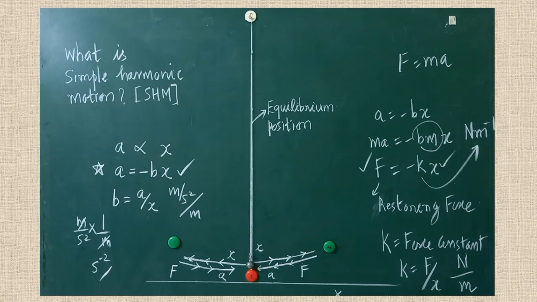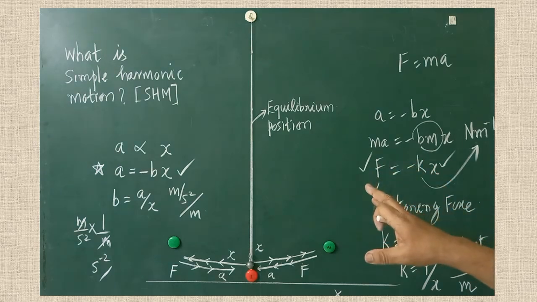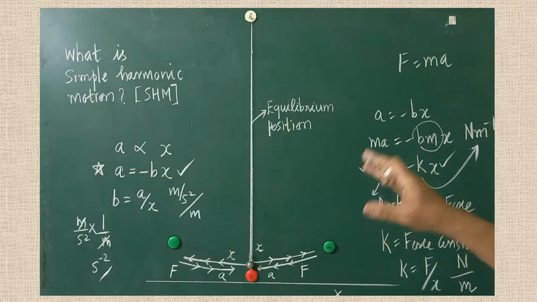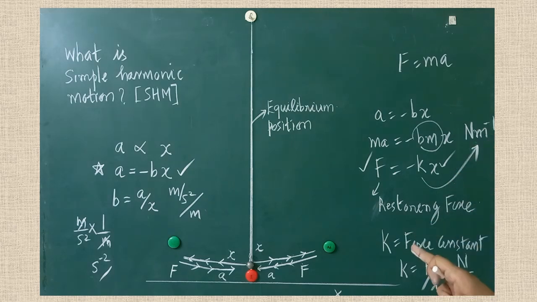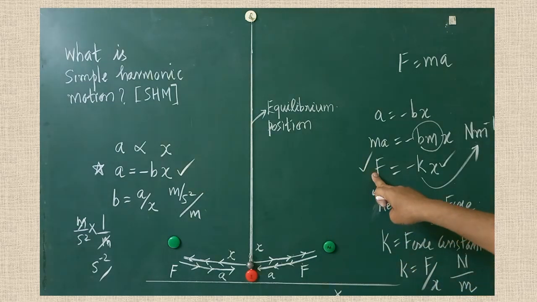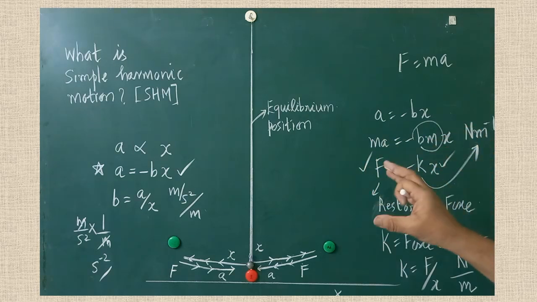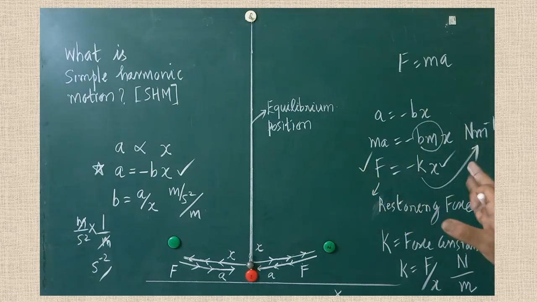Are you clear? If any motion obeys either this equation or this equation, only then the motion is said to be simple harmonic motion. Again I will repeat: if any motion or movement obeys either this equation or this equation, then the type of motion is said to be simple harmonic motion. Understood? Otherwise it can never be called simple harmonic motion.